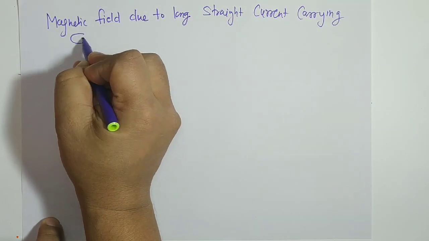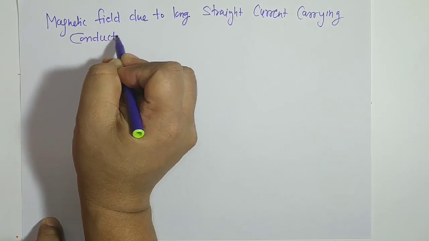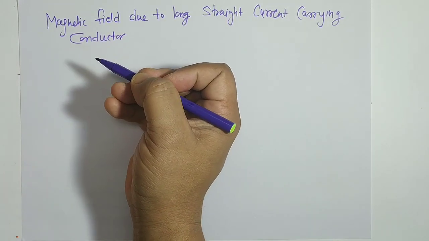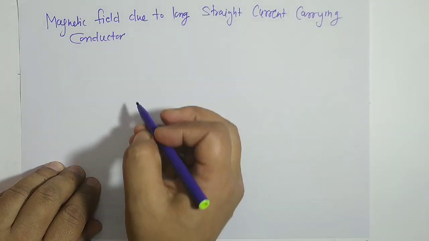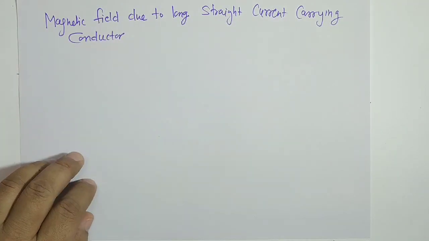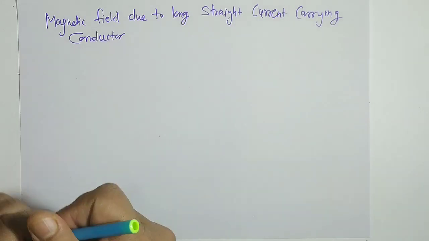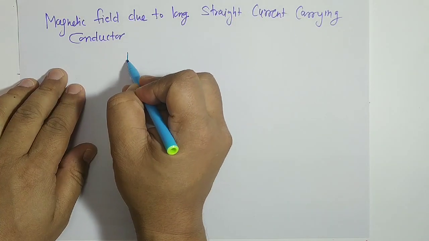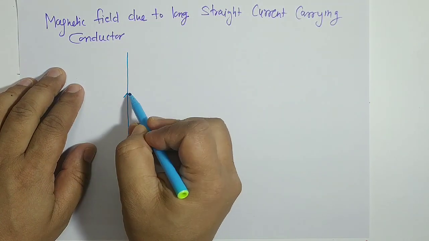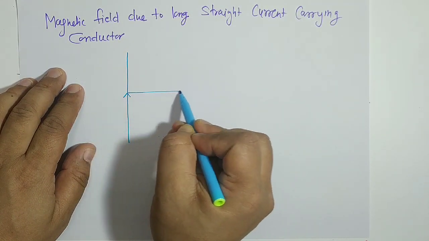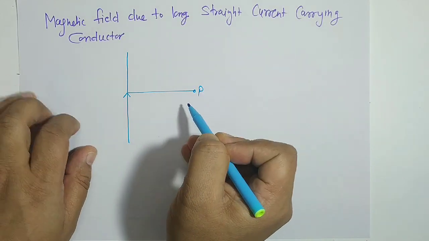Okay, so we'll discuss that. Earlier we talked about the circular coil. Now we have a straight conductor, a current carrying conductor, and you want to find the magnetic field at a perpendicular distance at point P.